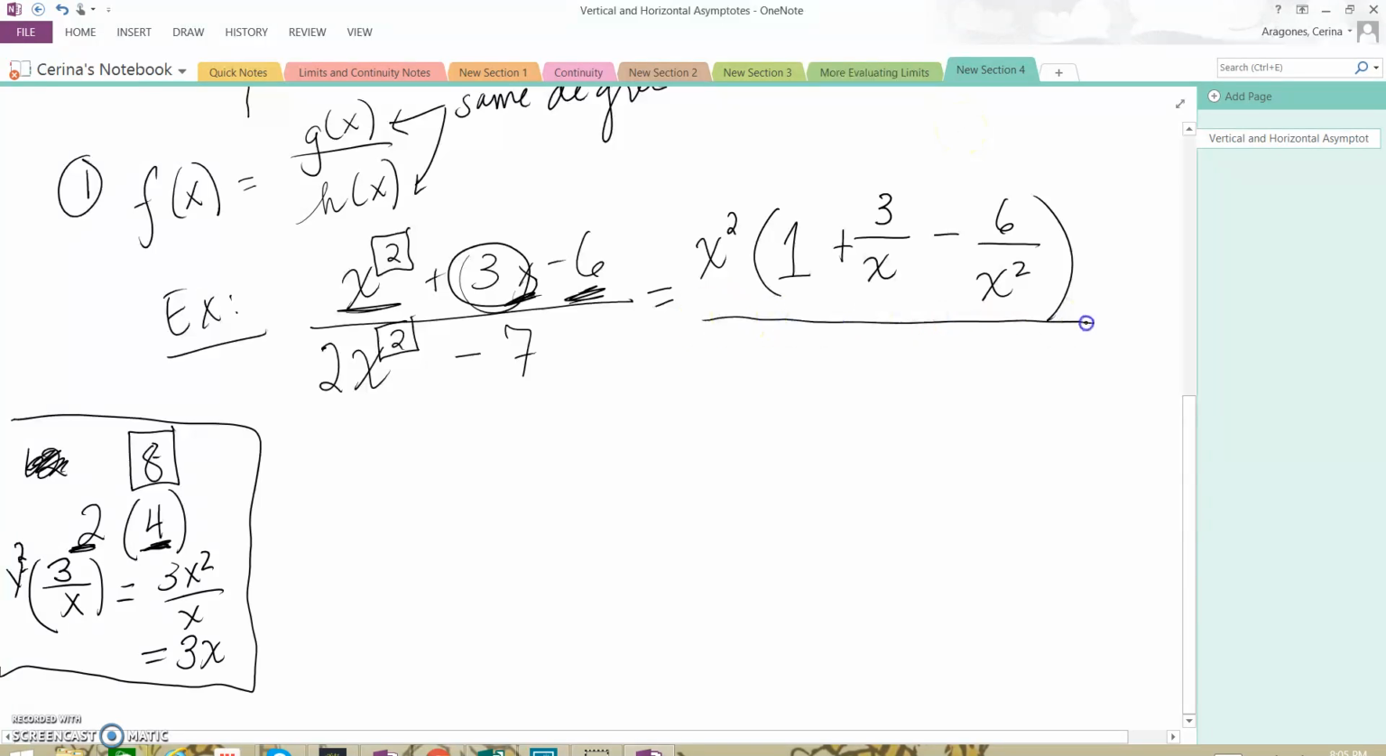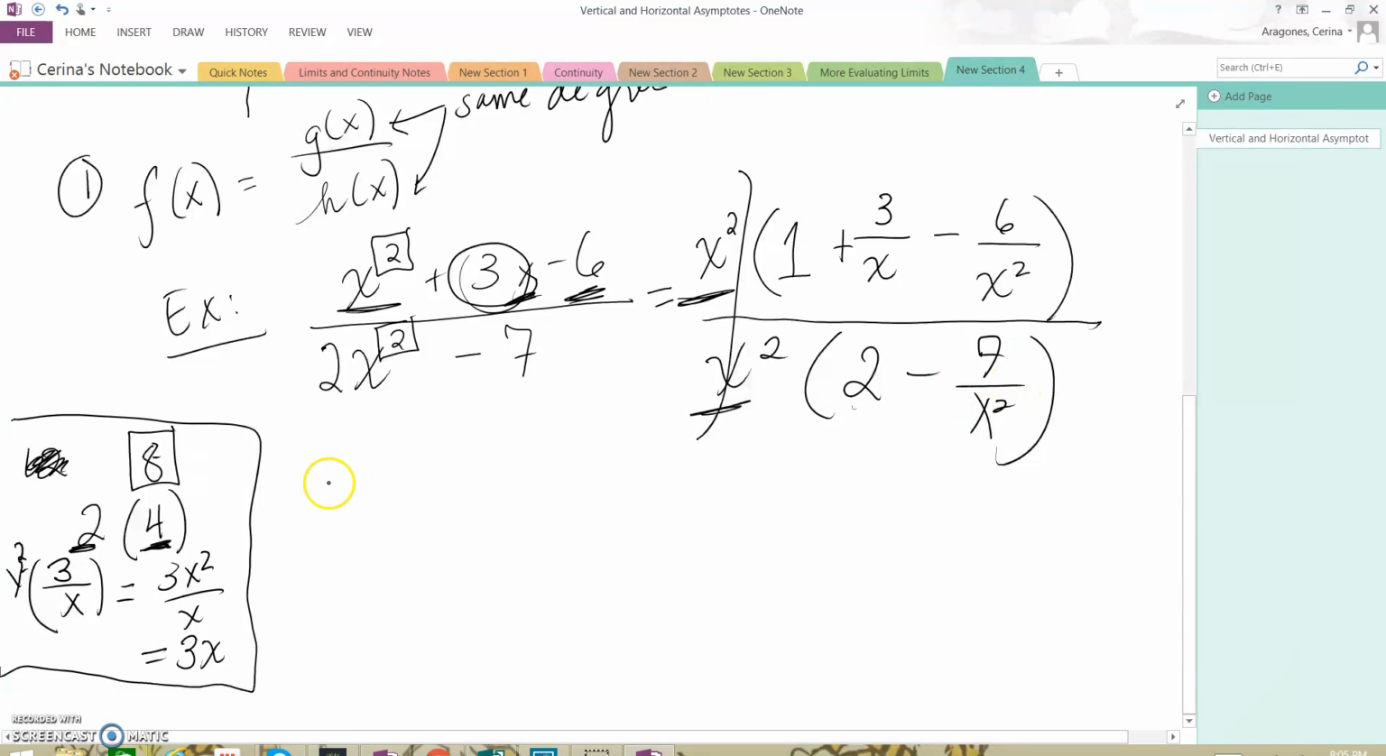And then I'm going to do the same thing on the bottom. I'm going to factor out an x squared. I'm left with a 2 minus 7 over x squared. So as you can see, I have an x squared in the numerator and an x squared in the denominator. They cancel out. I am now left with 1 plus 3 over x minus 6 over x squared, over 2 minus 7 over x squared.